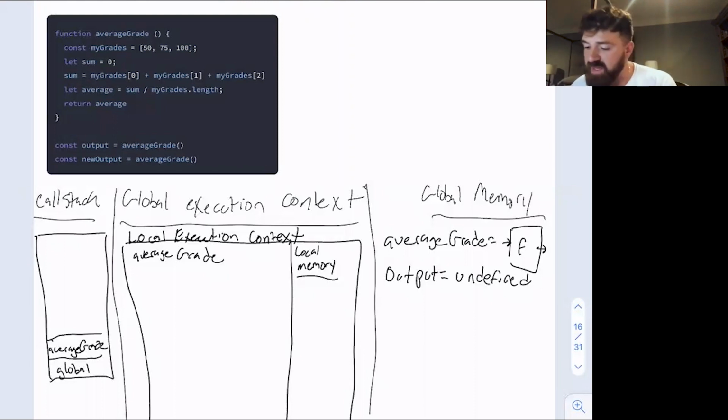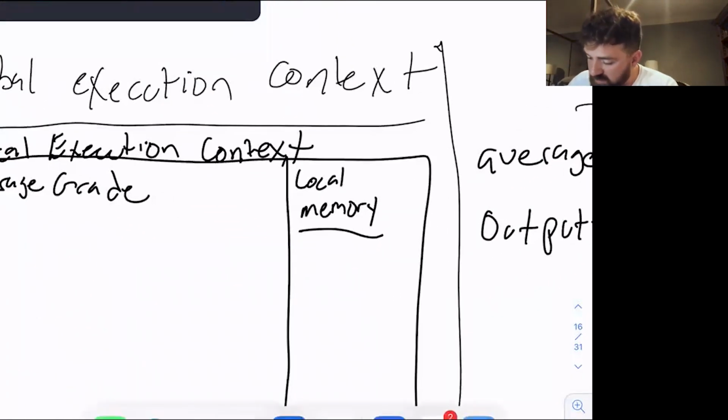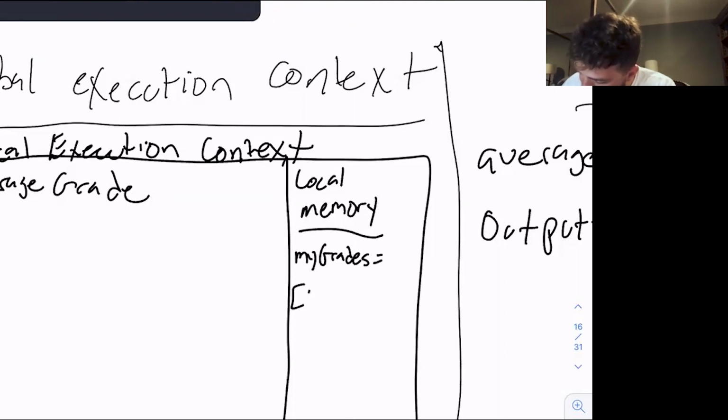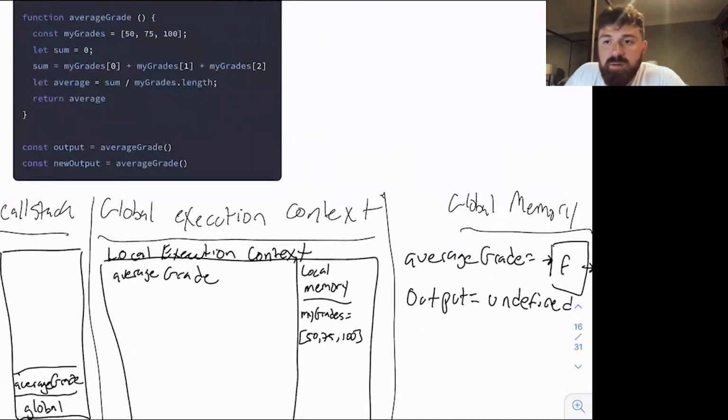So as Sohi said, we're going to declare a variable myGrades and set it equal to an array with the values 50, 75, and 100. So that's what this looks like. We're inside of our local execution context. Let's look inside of our local memory. So we're going to declare a variable called myGrades, and this will be equal to an array of 50, 75, and 100. Okay, so let's keep going. Let's go to the next line.